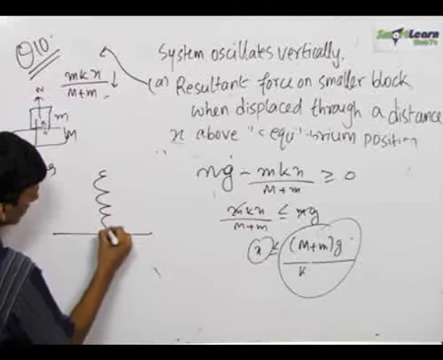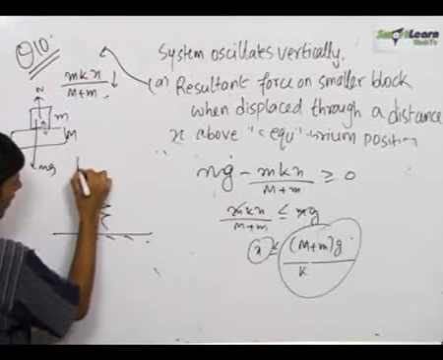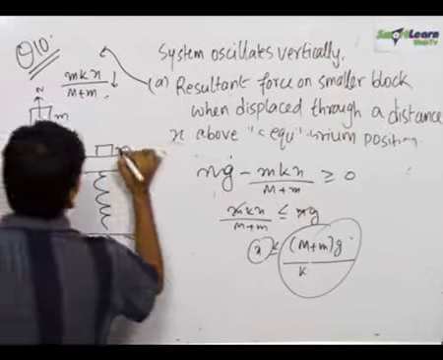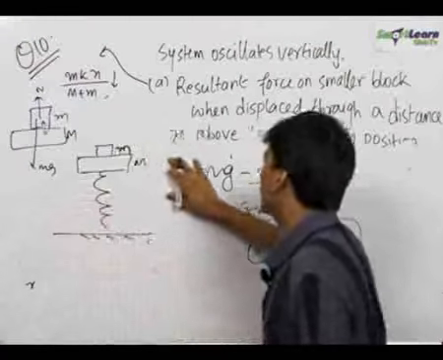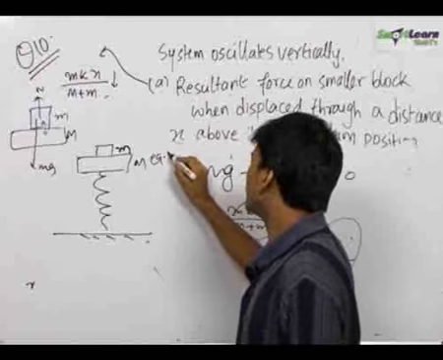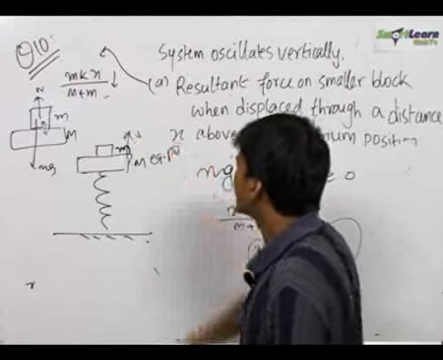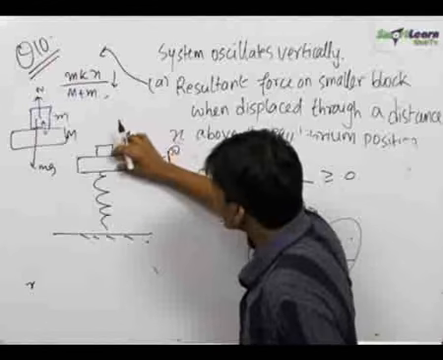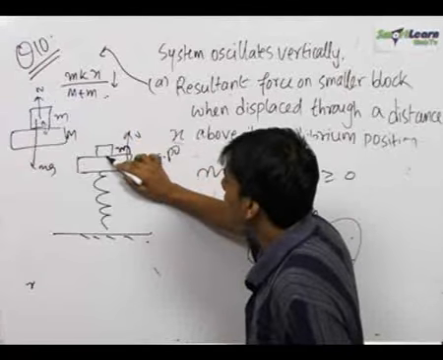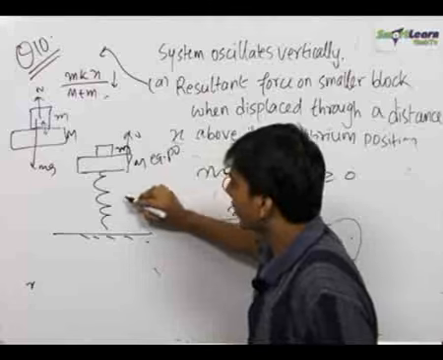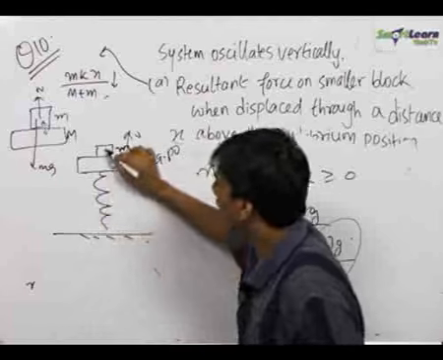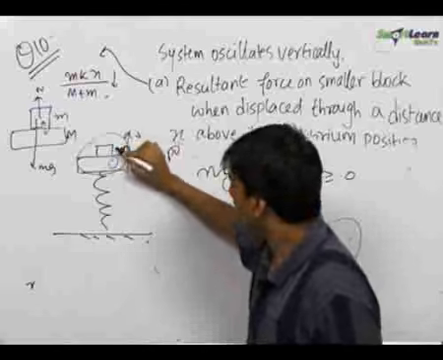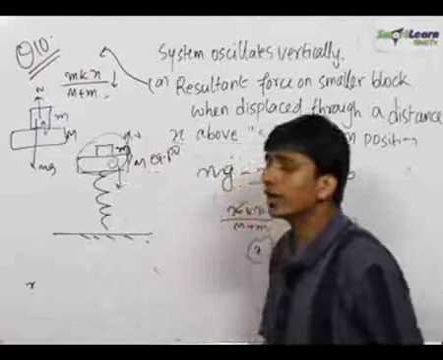The two blocks undergo SHM, and let this be the equilibrium position. They have some velocity at the equilibrium position, so they rise upwards. Now, as they rise upward, the normal reaction between these two blocks keeps on decreasing. Likewise the acceleration of both the blocks, since they are moving together in the downward direction, keeps on increasing.